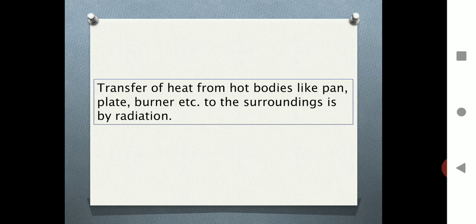Now, transfer of heat from hot bodies like pan, plate, burner, etc. to the surroundings is by radiation. If we are not in contact with the hot body, but still the surroundings are becoming warmer and we can feel that warmth, then that is because of the radiated heat from these hot objects.